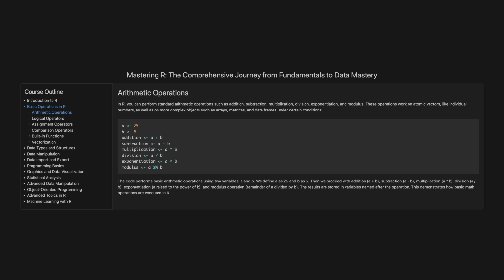The code performs basic arithmetic operations using two variables, a and b. We define a as 25 and b as 5. Then we proceed with addition, a plus b, subtraction, a minus b, multiplication, a times b, division, a divided by b, exponentiation, a raised to the power of b, and modulus operation, the remainder of a divided by b. The results are stored in variables named after the operation. This demonstrates how basic math operations are executed in R.